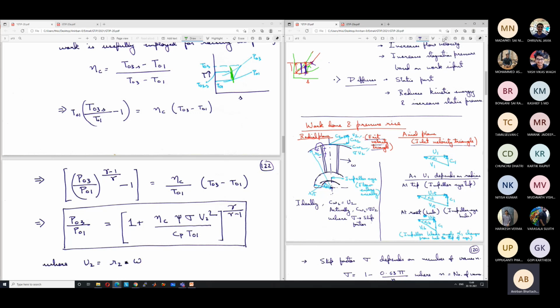This also contributes to the slip factor. So average velocity gets reduced, C_w2. Anyway, slip factor also plays an important role in P03 by P01. Obviously, if the isentropic efficiency is low, then you get less pressure ratio. Okay, what about this power input factor?